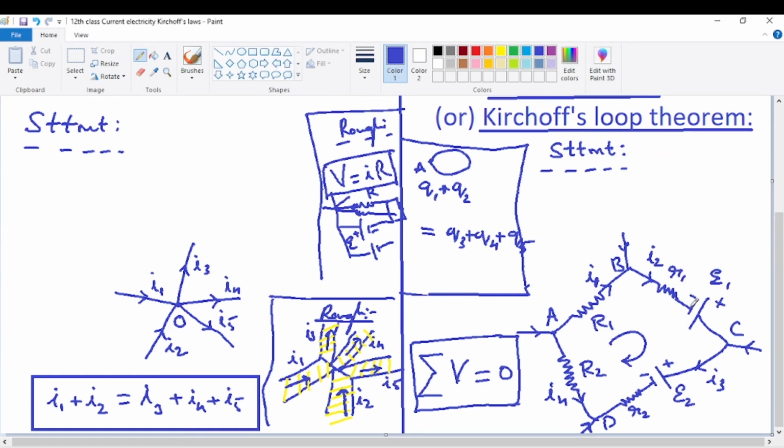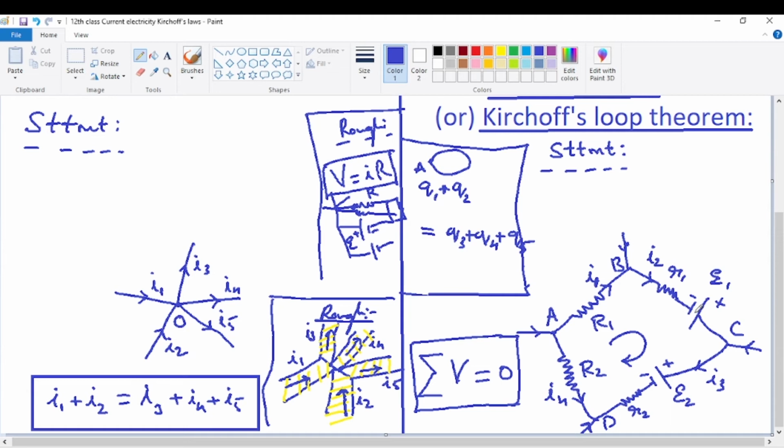And next, from the negative terminal of this cell to the positive terminal of the cell. Now inside this cell there is an electric field. What is the direction of the electric field? Easily we can guess. The direction of electric field is always from positive terminal to negative. Inside the cell it is positive terminal to negative terminal, and outside the cell also it is from positive terminal to negative terminal.